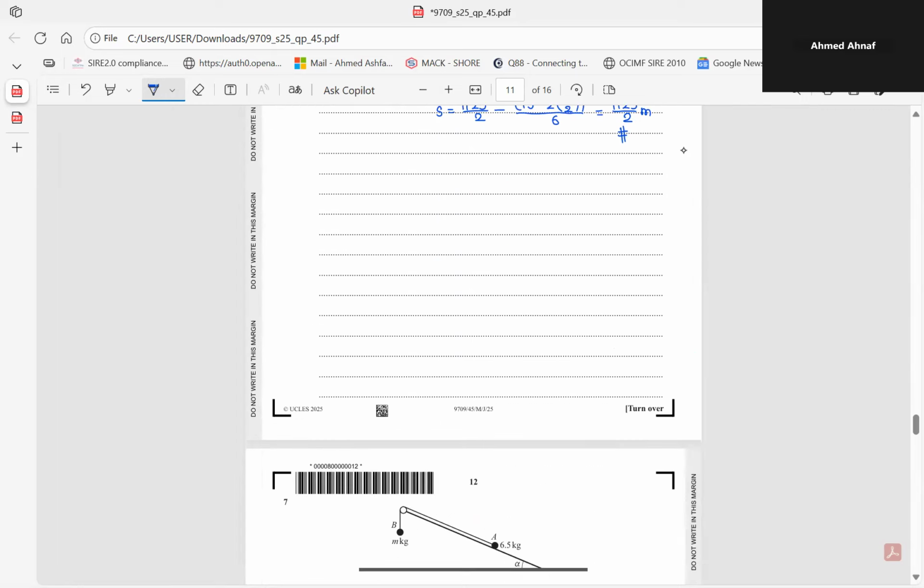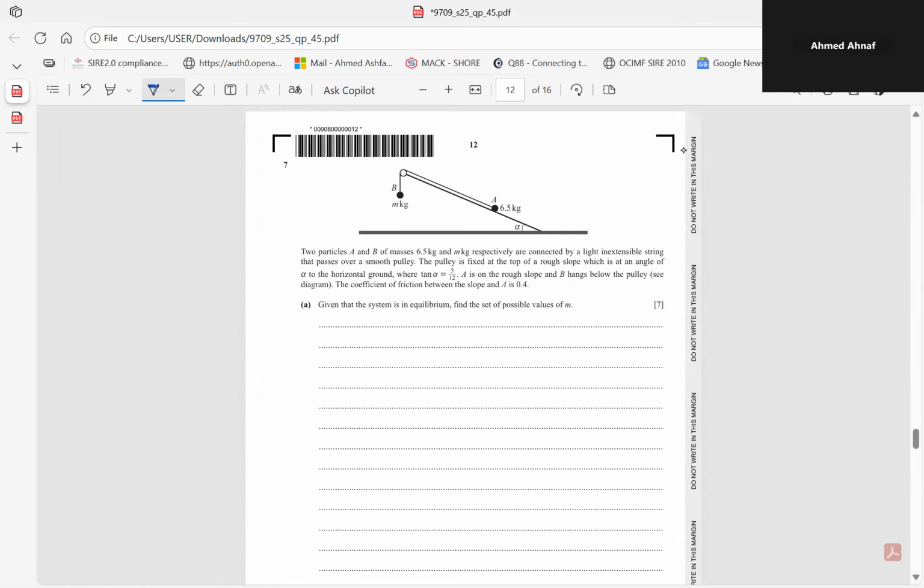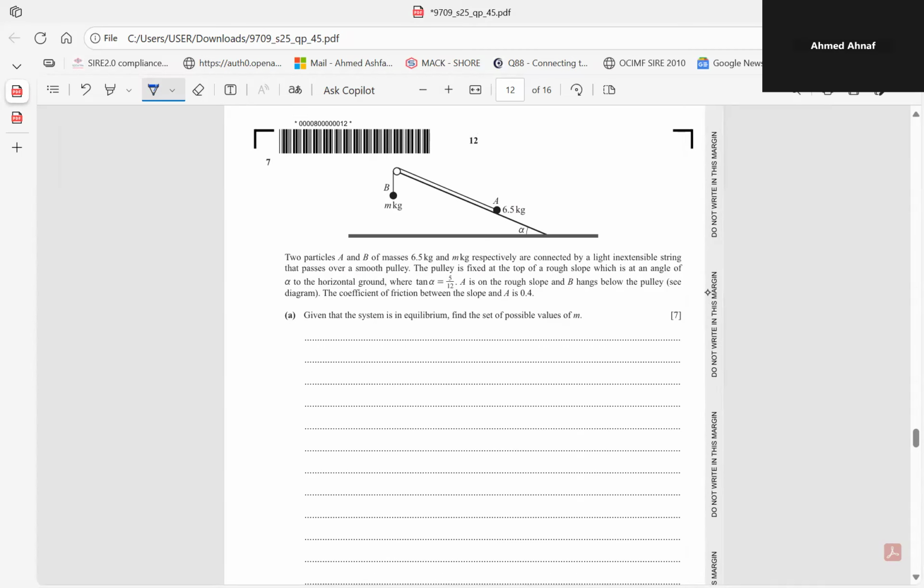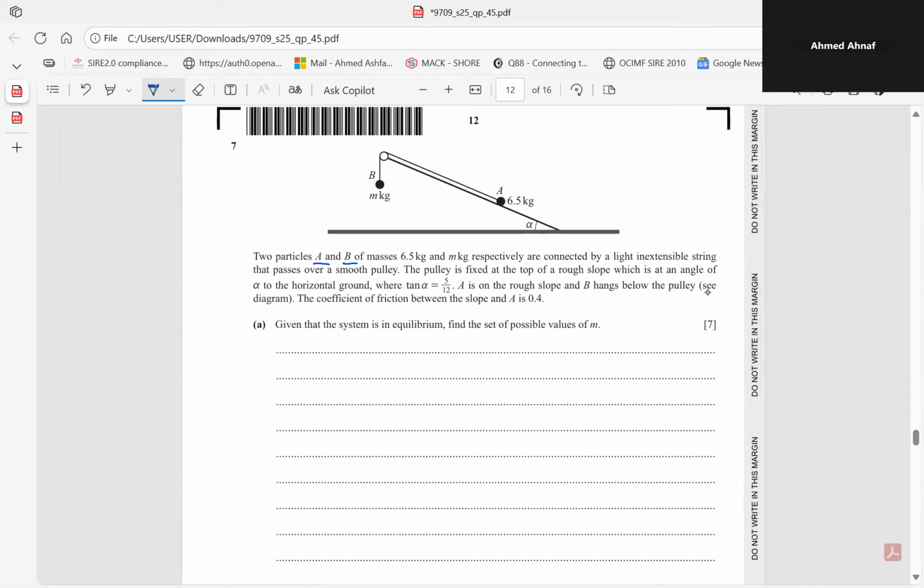Let's head on to the final question. For this final part, we are told that two particles A and B of masses 6.5 kg and m kg respectively are connected by a light inextensible string that passes over a smooth pulley. The pulley is fixed at the top of a rough slope, so whatever's on it, friction will be acting, which is at an angle of alpha to the horizontal ground, where tan alpha is 5 over 12.